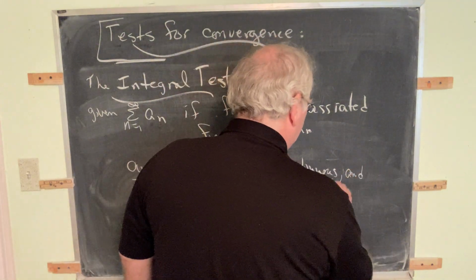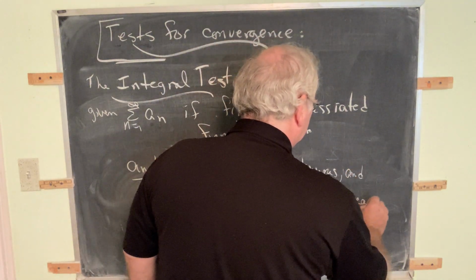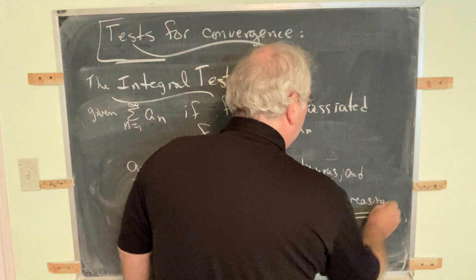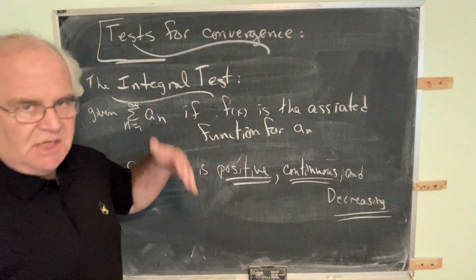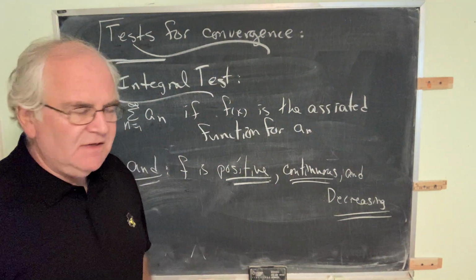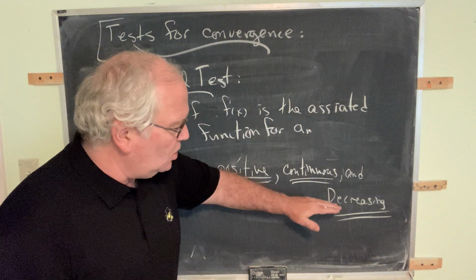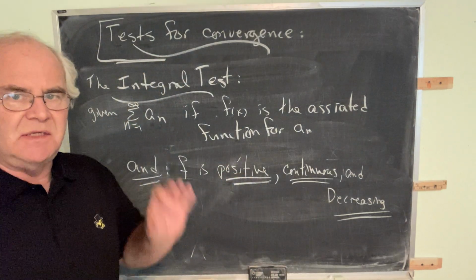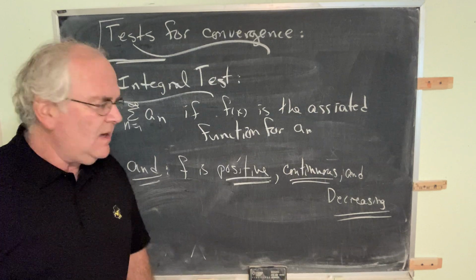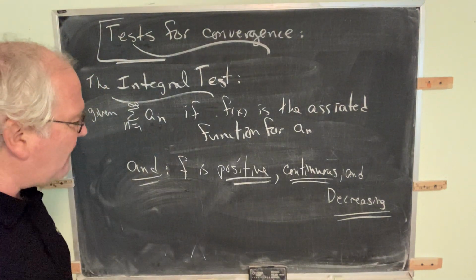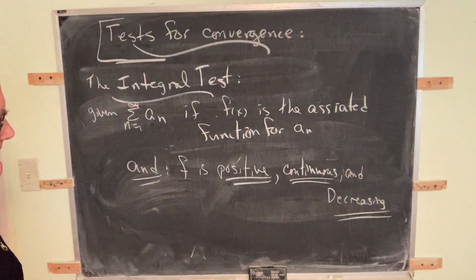And here's the key: decreasing. It's got to be positive, continuous, and decreasing. One of the simplest ways, for the basic kinds of things that we will encounter, to ensure that this function is decreasing is to take the first derivative and show that the first derivative is always negative. That suffices to show that the function is decreasing.